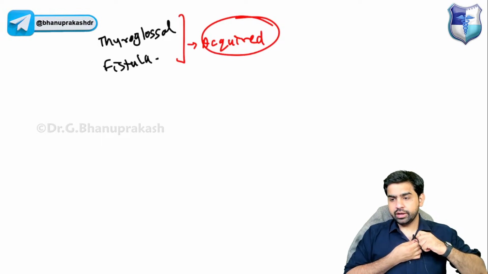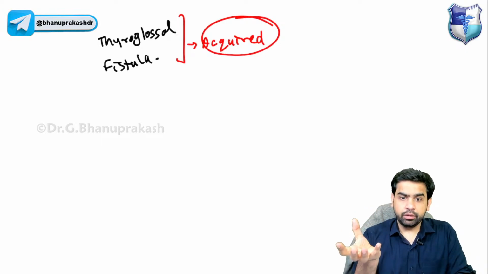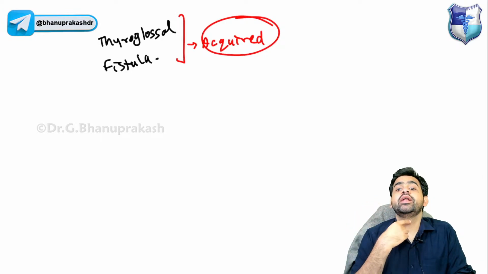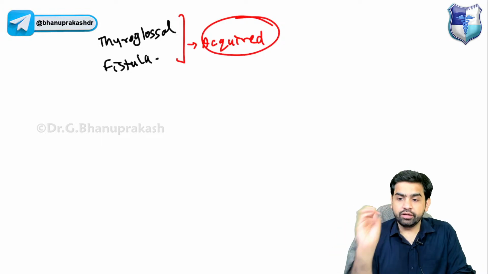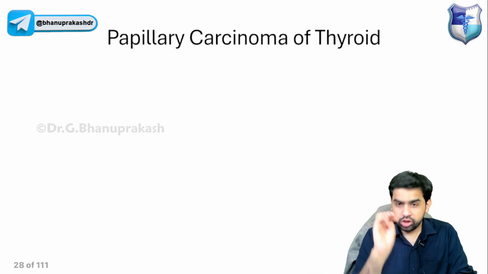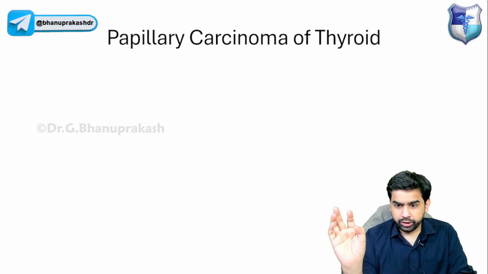Let's assume that there is a patient who has a thyroglossal cyst, and if that cyst ruptures, or let's assume that there is an abscess and somebody does an I&D over here, then there is also a development of a thyroglossal fistula. So the thyroglossal fistula is always an acquired swelling. A cyst is a congenital swelling. I hope you have understood this point.